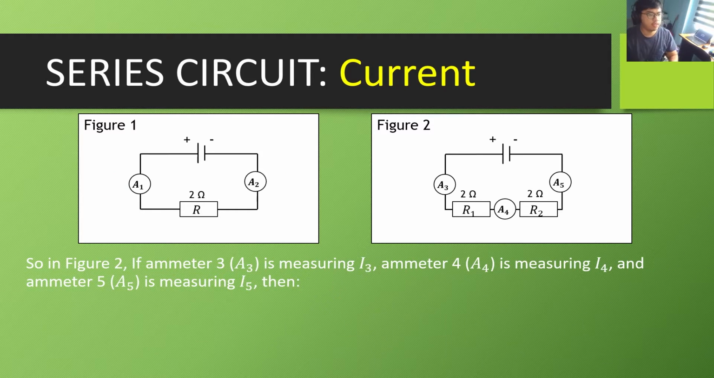In figure 2, emitter 3 is measuring I3, emitter 4 is measuring I4, and emitter 5 is measuring I5. These emitters are measuring their respective currents, and these three currents will be the same. I3 is equal to I4 is equal to I5. Let's say emitter 3 measures a current of 5 amps, then the current measured at all points of the circuit will be the same. So basically, for a series circuit, the current at all points is the same. That's the first rule of the series circuit.